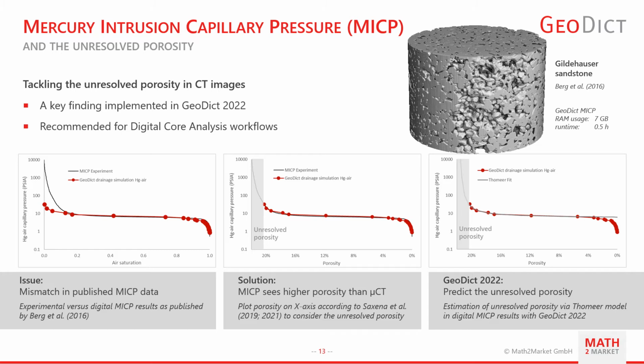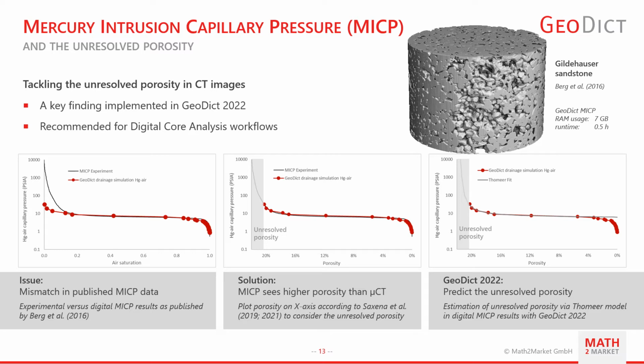The digital mercury intrusion capillary pressure curve is probably one of the first features to be computed in a digital core analysis workflow. When you execute such an MICP experiment in your lab, you may know the unresolved porosity in the corresponding digital rock structure, so the porosity that is below the voxel resolution. Knowing this is of paramount importance for your entire digital rock analysis workflow. And in GeoDict 2022, you may now predict this unresolved porosity via application of the Tromare model wherever applicable, so mostly in case of conventional reservoir sandstones.